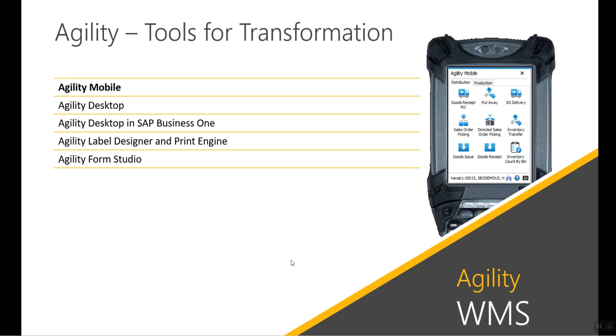As you begin your journey to transform your warehouse into an information real-time environment, you're going to need some new tools for transformation. The first tool we want to look at is Agility Mobile. This is a Windows application. It runs on an Android RDP device. This is a Motorola Zebra 9300. And this will be used to scan and print barcodes out in the warehouse.